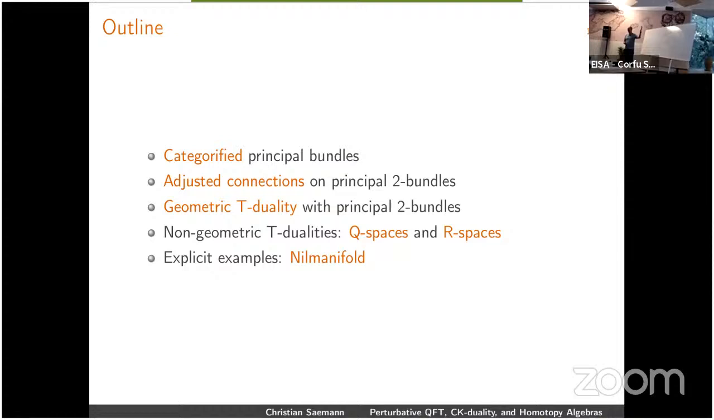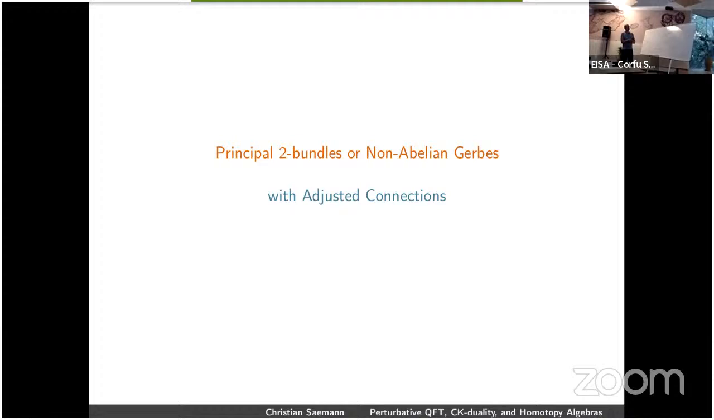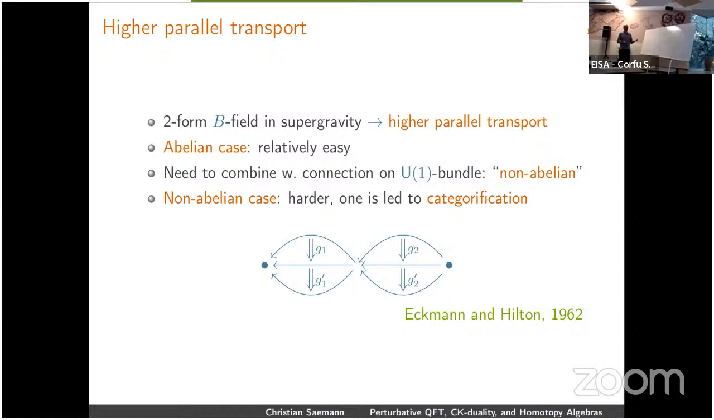Okay, so principal two bundles or non-abelian gerbes with adjusted connection. The problem with higher parallel transport is well known, has been studied over the years. There were mathematical results. Physicists rediscovered a lot of things over the years in the 80s. So we have this two form. And as I said, that means a higher parallel transport along a surface instead of along a line. And the abelian case is relatively easy. But in our case, we need to combine this with the principal U(1) bundle. And that makes the gerbe, even though everything is abelian, the B field is abelian and the circle bundle is abelian, it makes them non-abelian in a particular way, right? So in principle, we need the non-abelian gerbes.